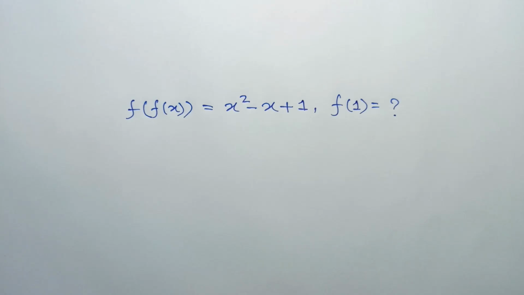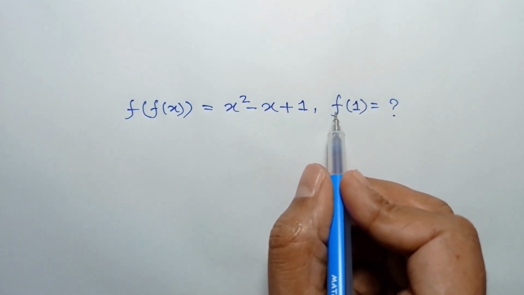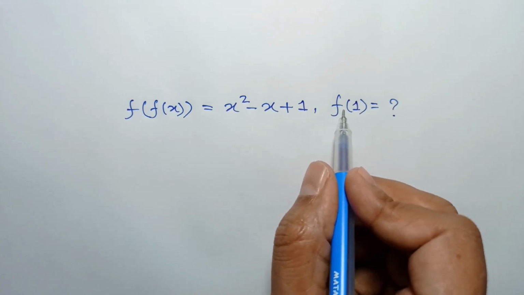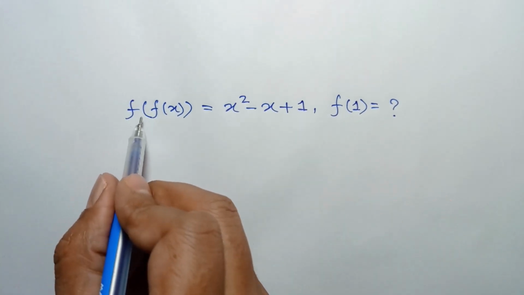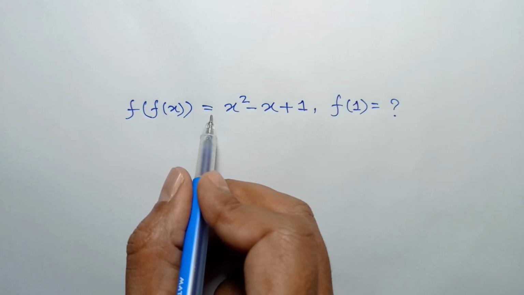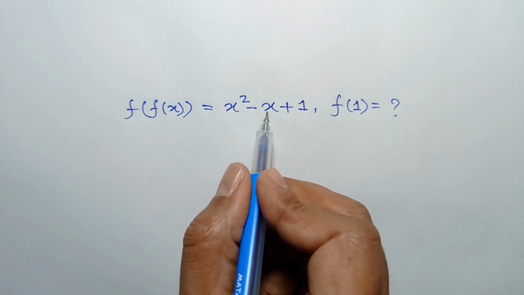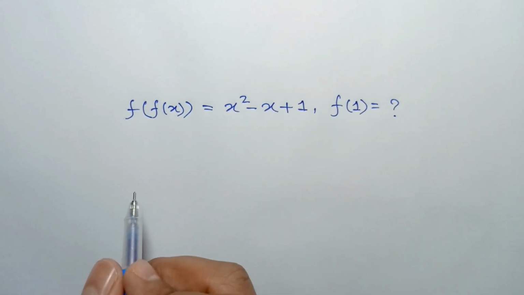Hi everyone, in this video I am going to solve a nice Math Olympiad problem which was set for the Iran Math Olympiad contest. In this problem we have to find the value of f(1), where f(x) is equal to x square minus x plus 1.